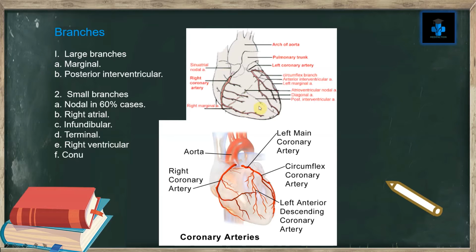In small branches, it possesses nodal branches. In 60% of cases, these will be present. Also, right atrial branches, infundibular branches, terminal, right ventricular, and also conus branches. These all come under small branches.